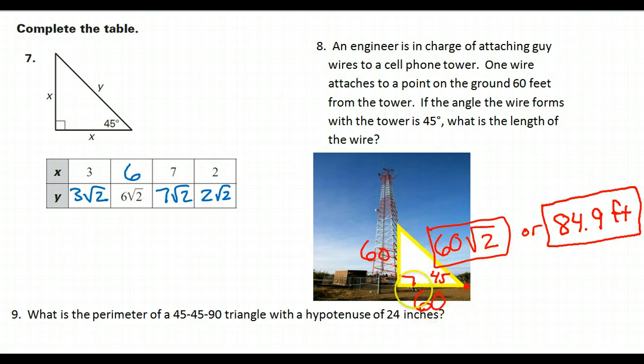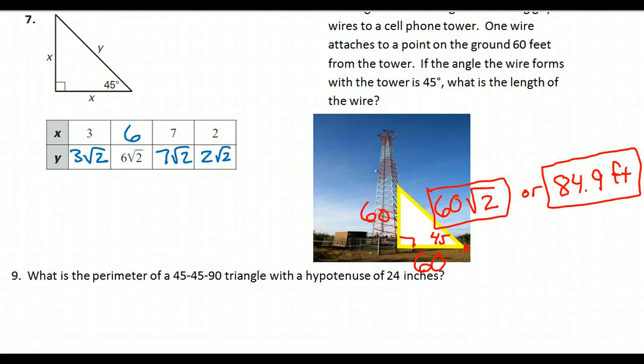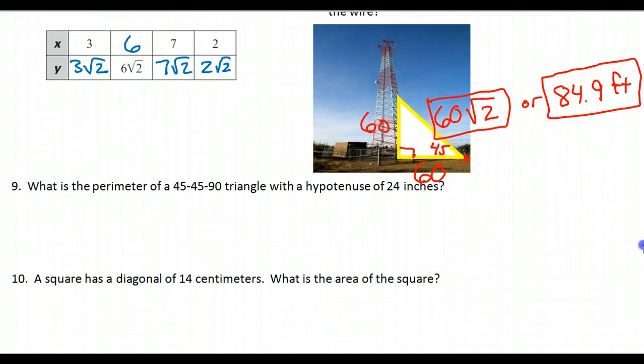Okay, but it's because of the 60, 60, 60 radical 2. That's the quick way. Now, could I have used the Pythagorean Theorem and done 60 squared plus 60 squared equals x squared? Yes, please keep that in the back of your mind. If you forget how these patterns work on the special triangles, you can always do the Pythagorean Theorem. It will just take you a lot longer.